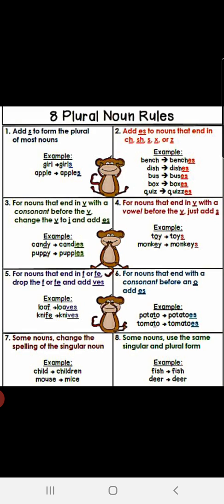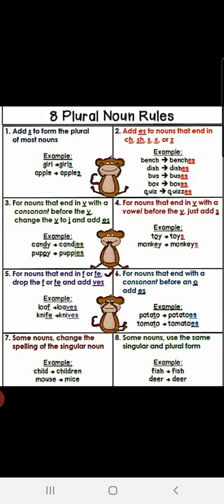In some nouns you have to add es. The singular nouns which end with ch, sh, s, x, or z, whatever you pronounce, the nouns which end with these letters, in these you have to add es to make it into plural. Like bench, add es, becomes benches. Dish, dishes. Bus, buses. Box, boxes. Quiz, quizzes. Alright, very good. Now let us see the third one, children.